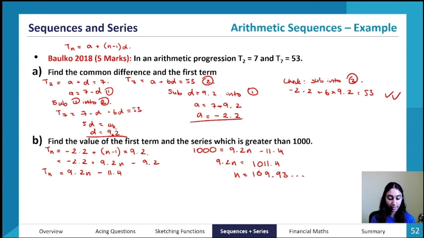So if I go to 110, I should get 1,000.6. Okay, so therefore, n is equal to 110, but that's not answering my question. The question wants me to know the value of the first term over 1,000. T110 is equal to 1,000.6, and that's how we answer this question.